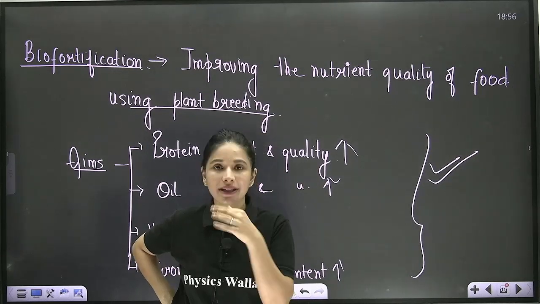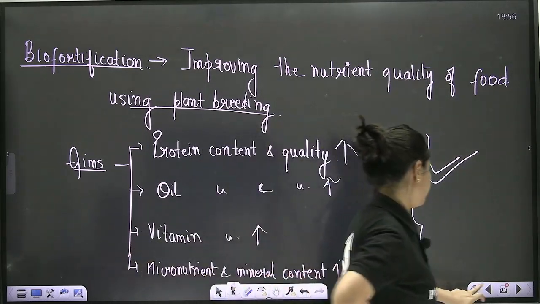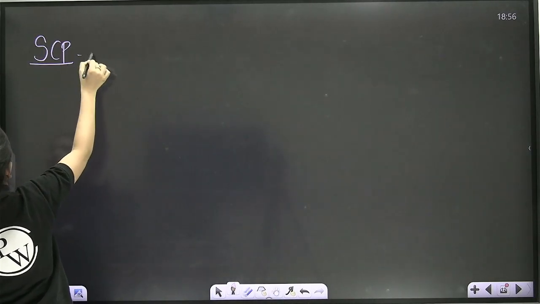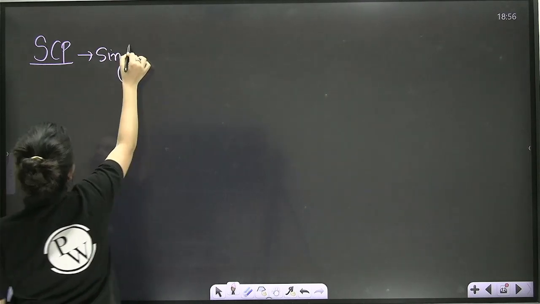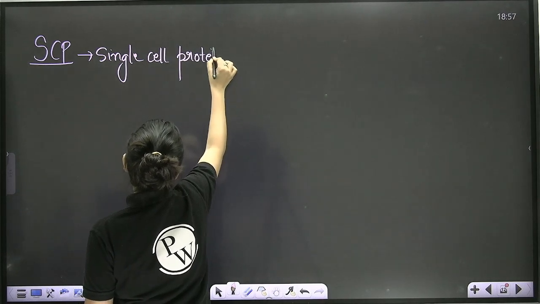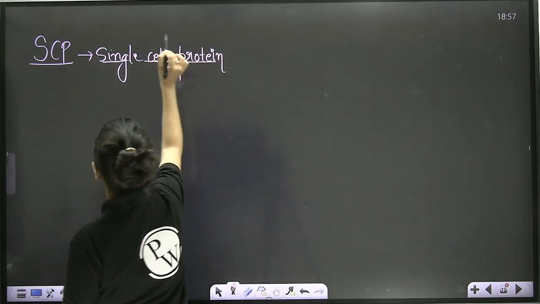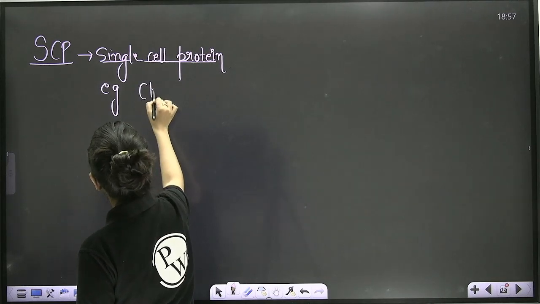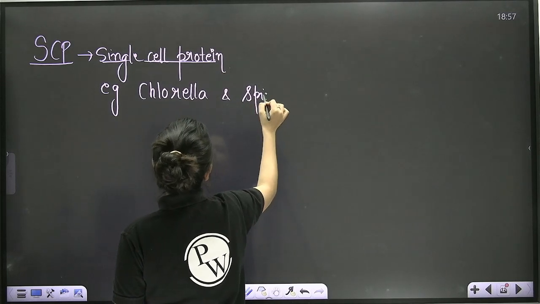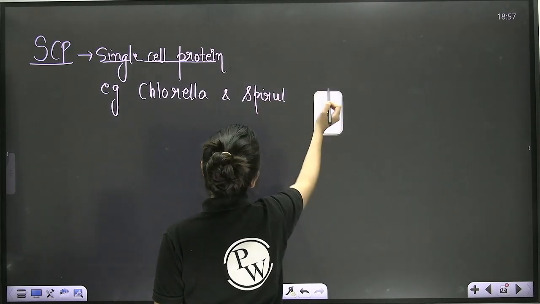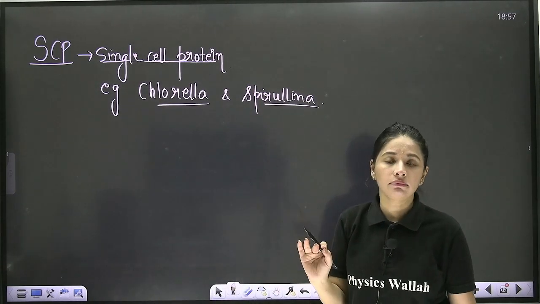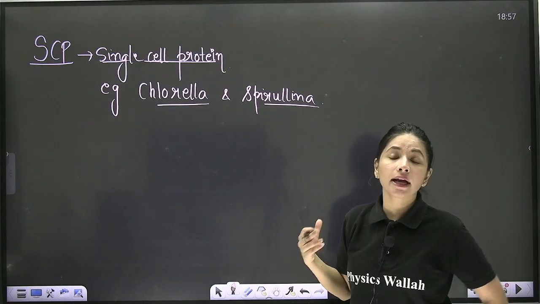Now, proceeding with the next topic, that is SCP. Now, what does this SCP stand for? Very, very simple. Just a few lines for this, beta. SCP stands for single cell protein. So beta, organisms like chlorella and spirulina are single celled organisms which are a very good source of protein. In fact, they are used to obtain tablets.